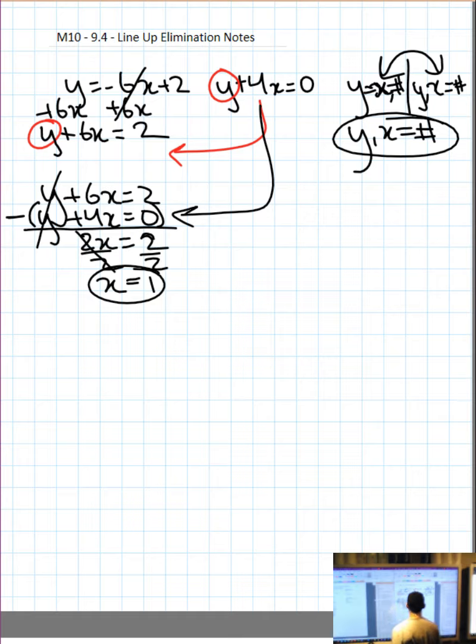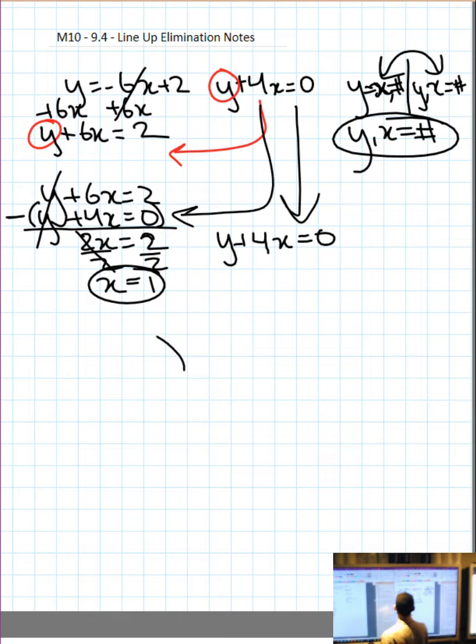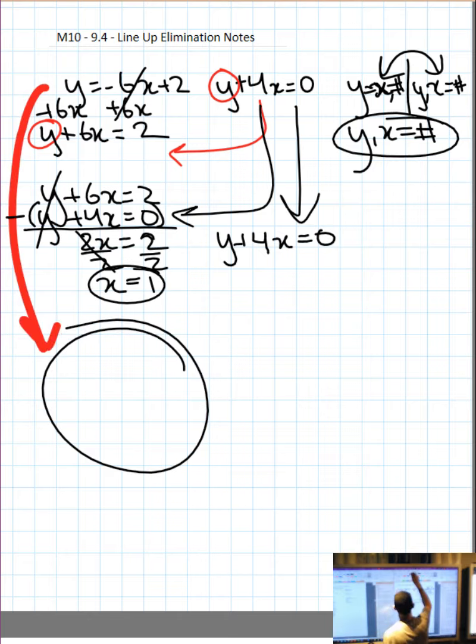Circle your answer. Look at this equation over here staring us in the face. Let's write it down. Notice again, I used the other equation in the notes. This one doesn't matter. So let's substitute. We got an x value of 1, so y plus 4 open bracket 1 close bracket, substituting 1 in for x, equals 0 still. Clean it up. y plus 4 times 1 is 4 equals 0.